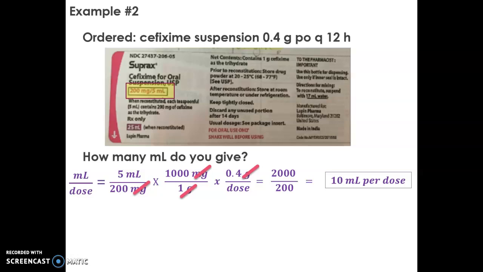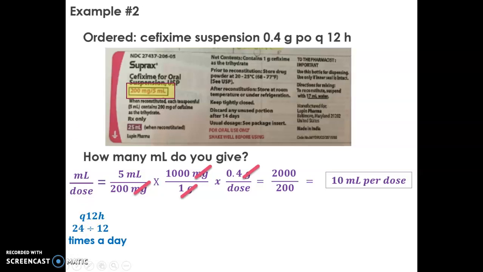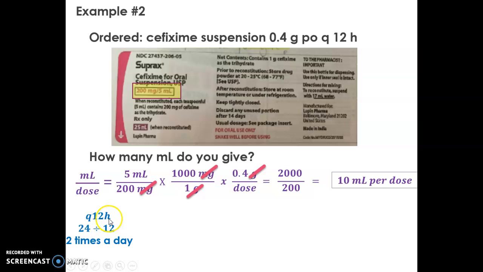How many times a day are you giving that medication? How many doses does that patient need in a day? So this is where we're going to go back up here to the order and look at that Q12H. Q12H stands for every 12 hours. Okay, Q12H means that that's every 12 hours. There's 24 hours in a day. If we divide that by the 12, then we know that we're going to give this medication 2 times a day. Okay, so every 12 hours happens 2 times a day.